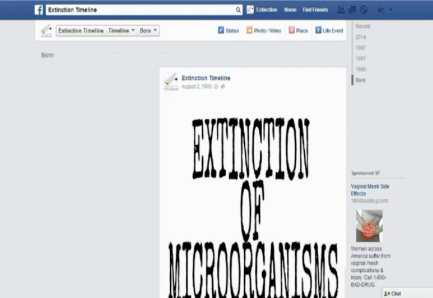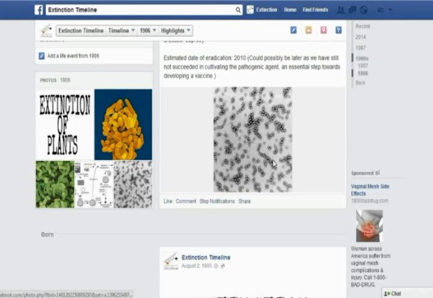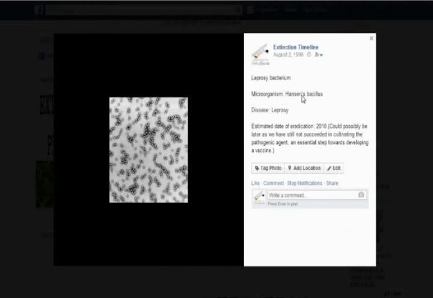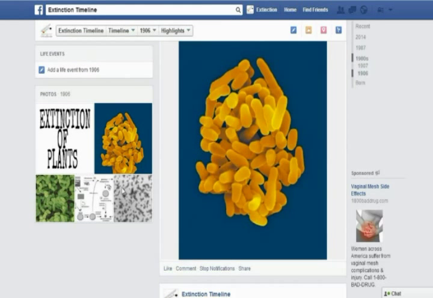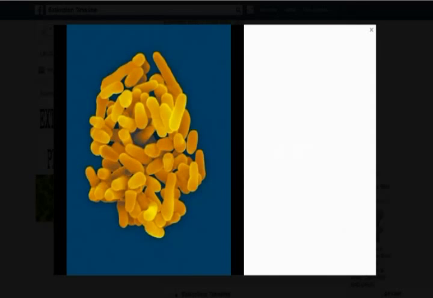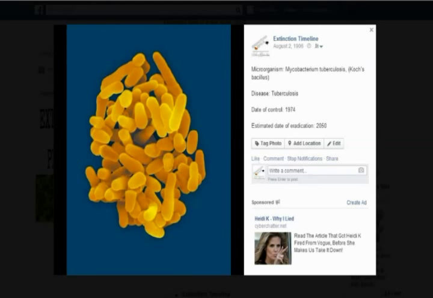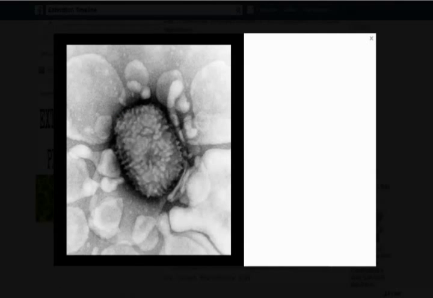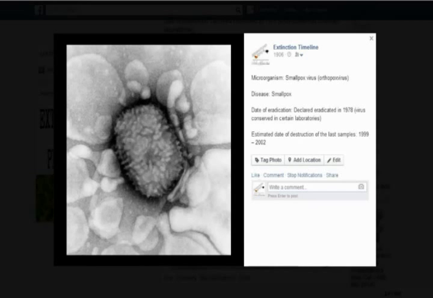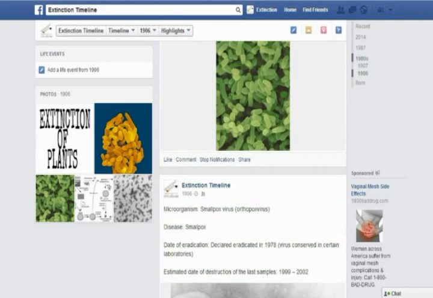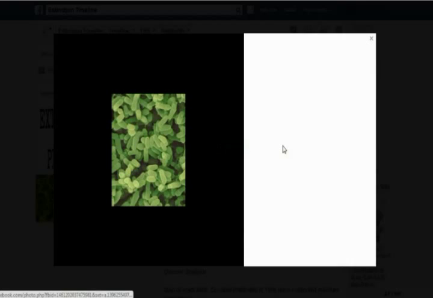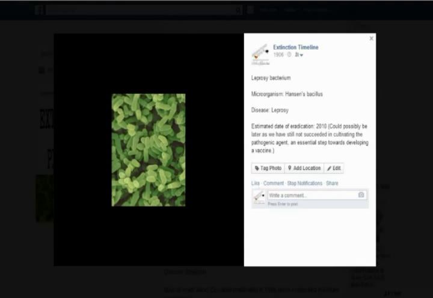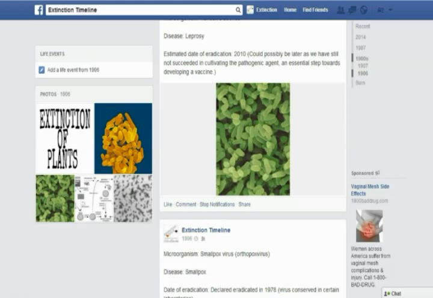Extinction of microorganisms. Microorganism Hansen's bacillus. Microorganism Mycobacterium tuberculosis. Microorganism smallpox virus. Microorganism Hansen's bacillus.